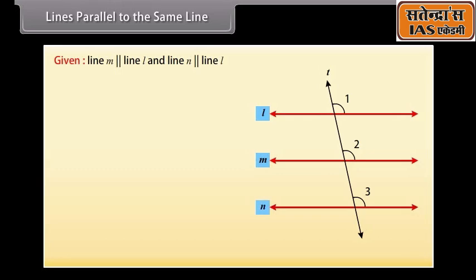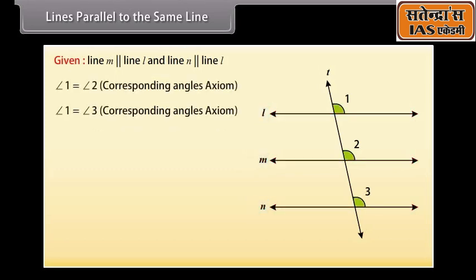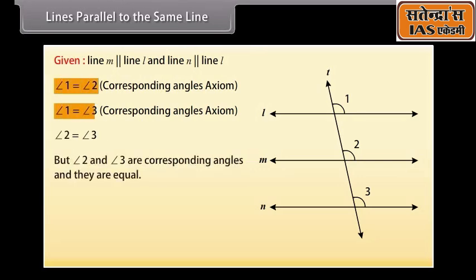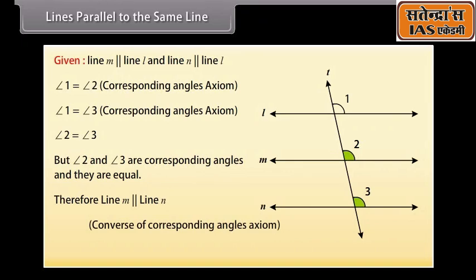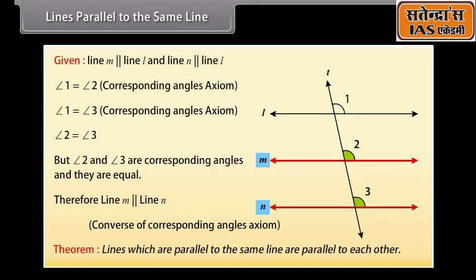Therefore, by using the corresponding angles axiom, we can say that angle 1 is equal to angle 2 and angle 1 is equal to angle 3. So from these two, we can say that angle 2 is equal to angle 3. But angle 2 and angle 3 are corresponding angles and they are equal. Therefore, by using the converse of corresponding angles axiom, we can say that line M is parallel to line N. And this result can also be stated in the form of a theorem. Lines which are parallel to the same line are parallel to each other.